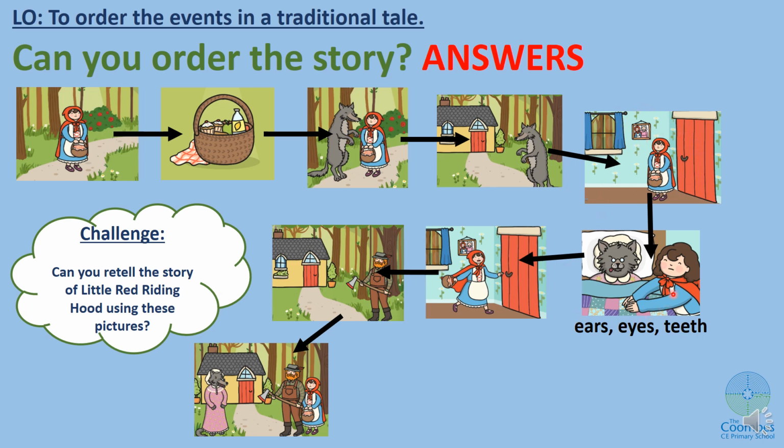Then it's Little Red Riding Hood saying to Grandma what big ears, eyes, and teeth she has. Then Little Red Riding Hood gets scared and runs away. The woodcutter comes to help. And then the wolf is never seen again. Now you have the story in the correct order. What you need to try and do is tell the story of Little Red Riding Hood to a grown-up using only these pictures. Give it a go, and then on the next slide we will see how successful you have been in your learning today.